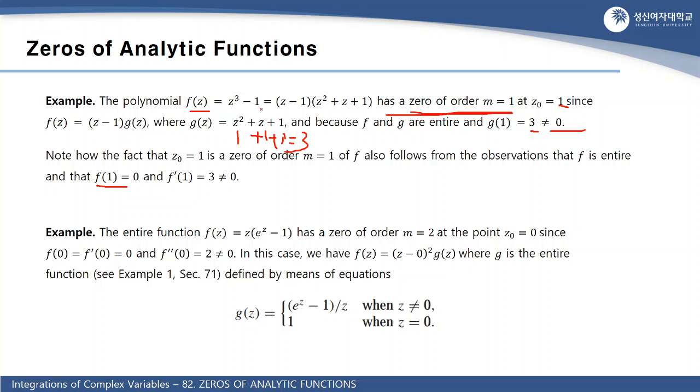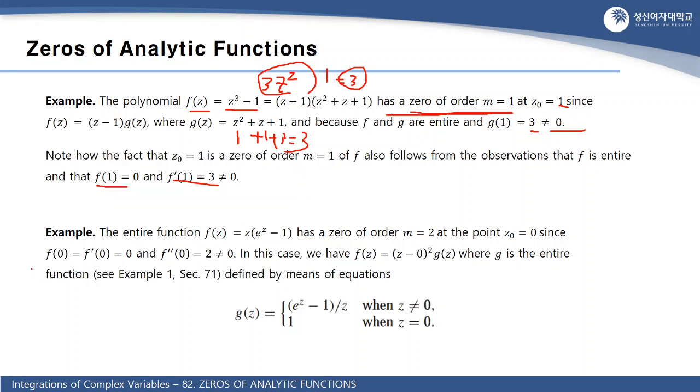We can easily evaluate this f'(z) here: 3z² - 2z. Then we just input 1 here, then we get 3. So f(1) is equal to 0, but f'(1) is not equal to 0. So z₀ = 1 is a zero of order m = 1.